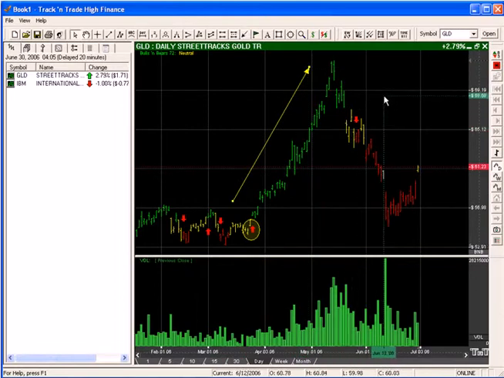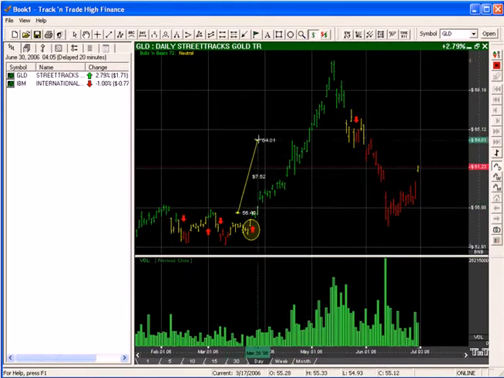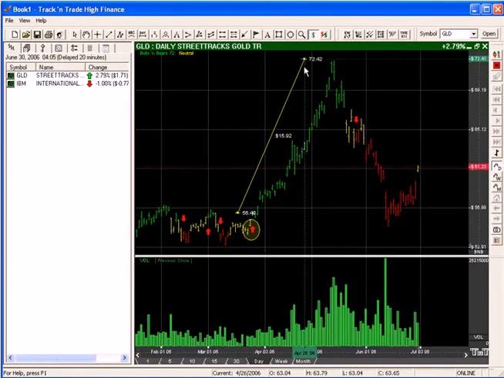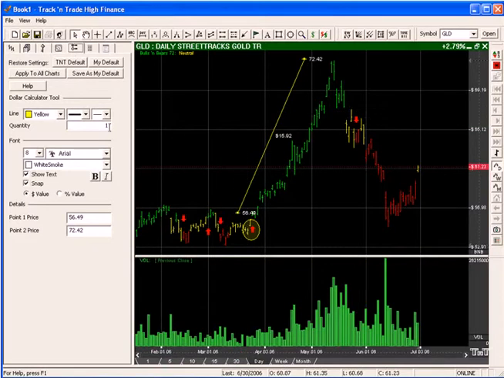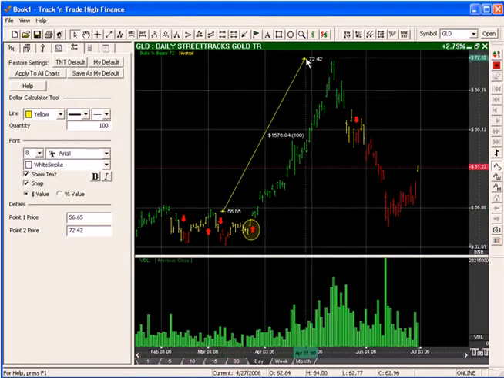The way I can do that in Track and Trade is I simply grab the dollar calculator, and that's this point right here, and I just stretch from one point on the chart to another point on the chart. And you can see this says $15, but let's come over here and look at the quantity. Let's change the quantity. Let's say we bought 100 shares of GLD, or gold, at the bottom of the trend, and it went all the way to the top of the trend.